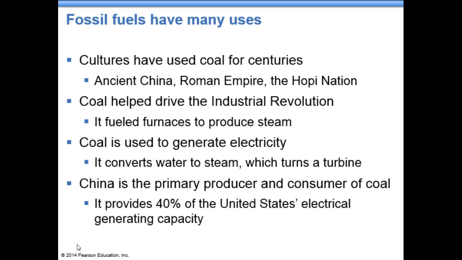We have coal-fired power plants and coal combustion that converts water to steam, which turns a turbine that creates electricity. And coal provides about 40% of the electrical generating capacity of the United States. It also powers China's surging economy, and China is now the world's leading primary producer and consumer of coal.